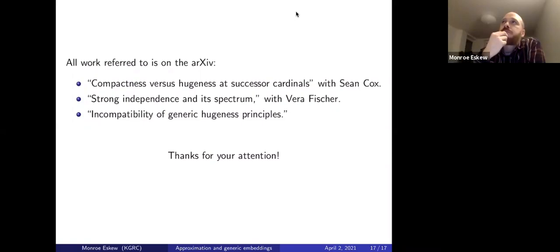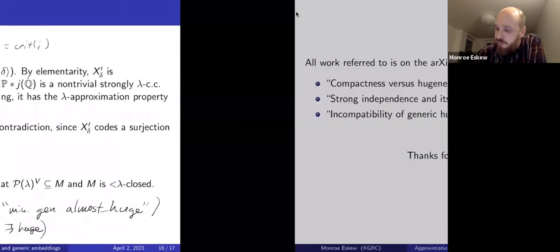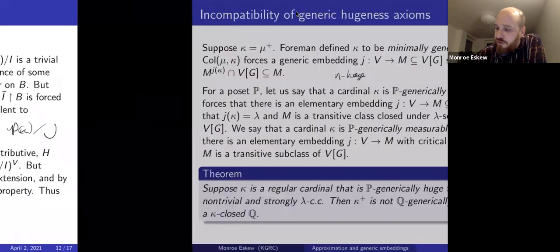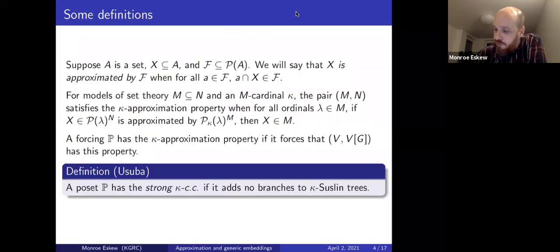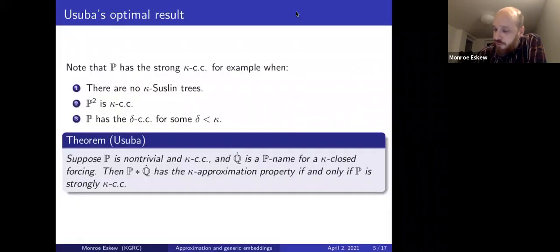I mean, they come into Usuba's proof via, you can think of it as a proof by contradiction. Suppose that after you force with P star Q, you have a set that is kappa approximated, but it's not in the ground model. So using the combinatorics of the forcing P star Q, he shows that you build a Suslin tree.